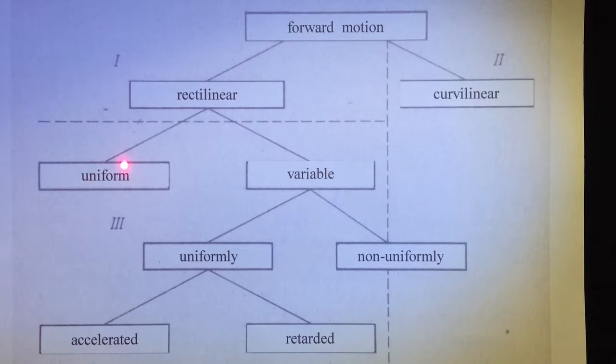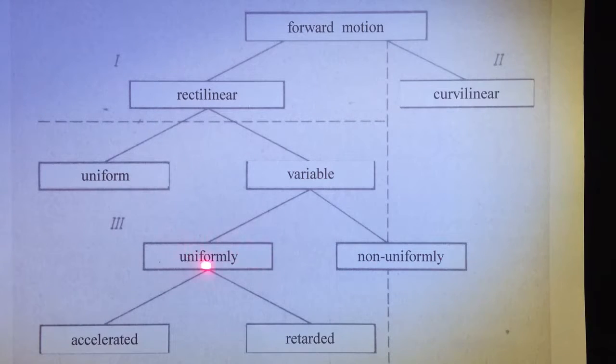Uniform, when the velocity doesn't change, when the velocity is constant. Variable, when the velocity changes. The uniform motion cannot be divided anymore, whereas variable motion we can divide into uniformly and non-uniformly motion.